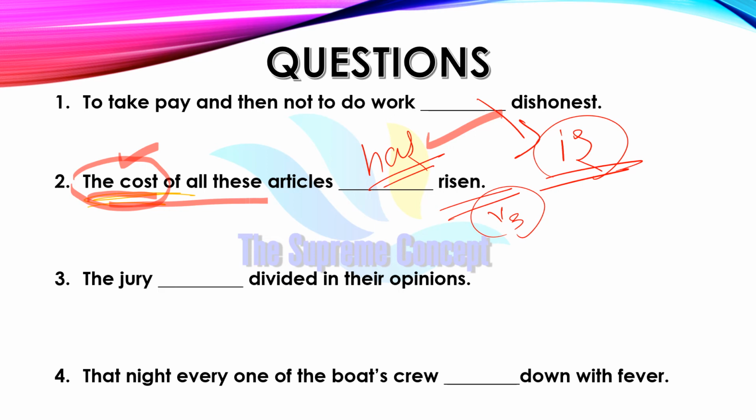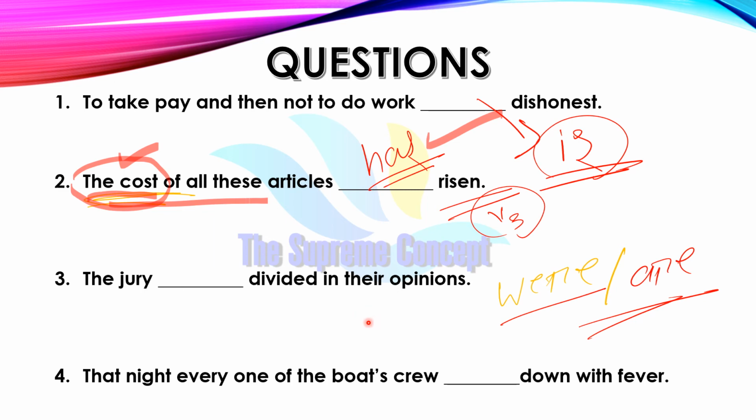Yes. So those who answered where or are, they are correct, absolutely correct. The jury were or are divided in their opinions. So here we are considering division. As we discussed earlier, whenever we take something as a unit, whenever we see unity in something, then we will follow the singular verb form. But here we are seeing diversity, we are seeing divisions here.